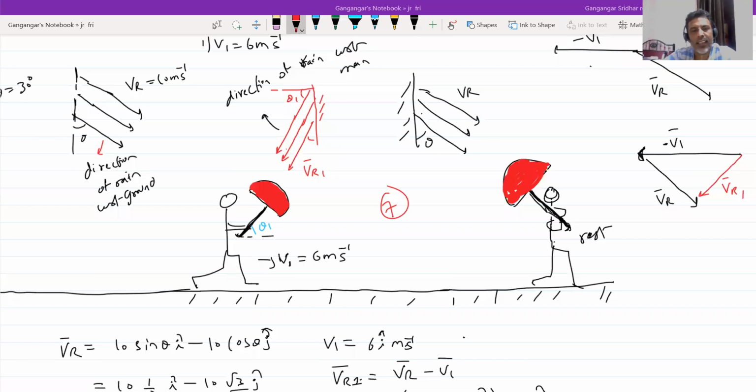Okay, good morning, students. Yesterday in class we discussed the rain and umbrella, some conditions. So today we'll continue with a few more cases of that. Then after that we'll go to the riverboat concept.